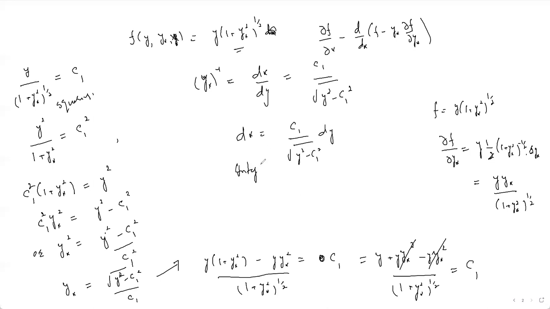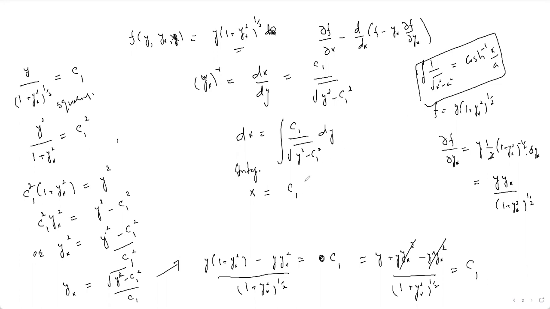Now again integrating. The integration of dx will simply be equal to x. Now the integral of this c1 divided by this, c1 is constant, 1 divided by the square root of y square minus... you must have seen this, since I am writing here the integral of 1 divided by the square root of x square minus a square. It is always given by cosh inverse of x by a. Now we don't have x and a, we have y and c1, so this will simply be equal to c1 cosh inverse of y by c1, because y is my x here and c1 is my a, plus some constant of integration c2.